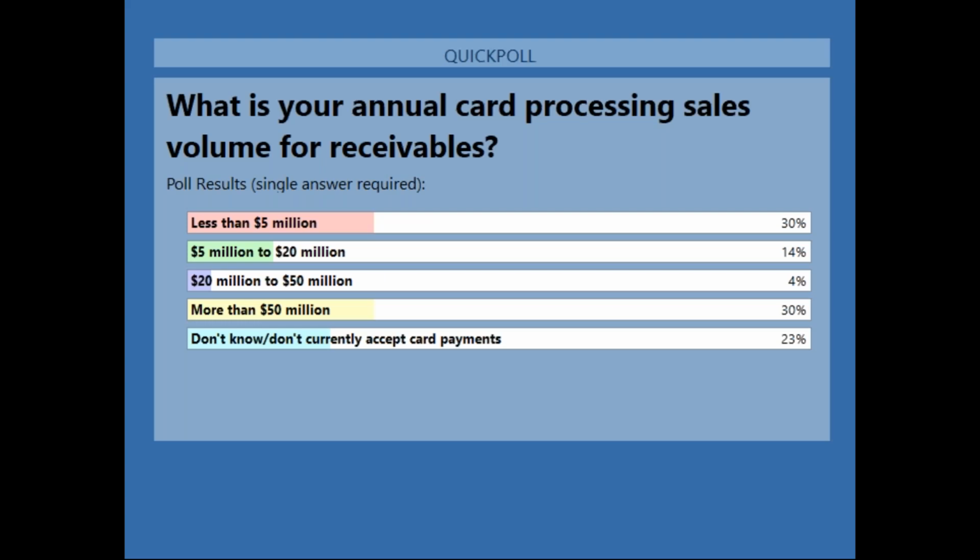So it looks like about a third of the participants, 30%, are less than 5 million, 30% are over 50 million, and then 23% don't accept, and the remainder are between 5 and 50 million. Okay, that's good. So we have a smattering of companies of different sizes. So that's great. Now let's jump onto the second poll.